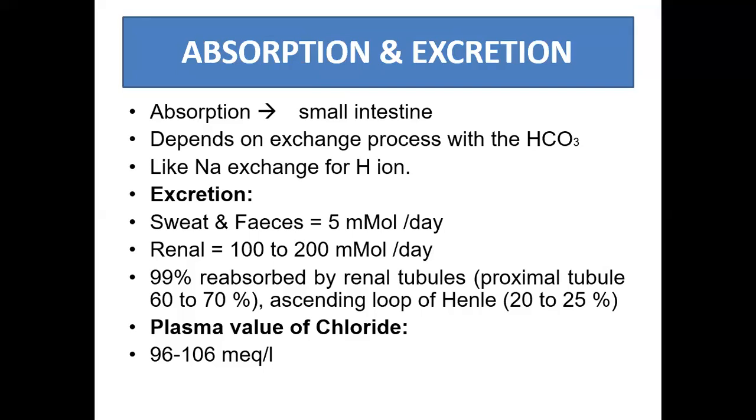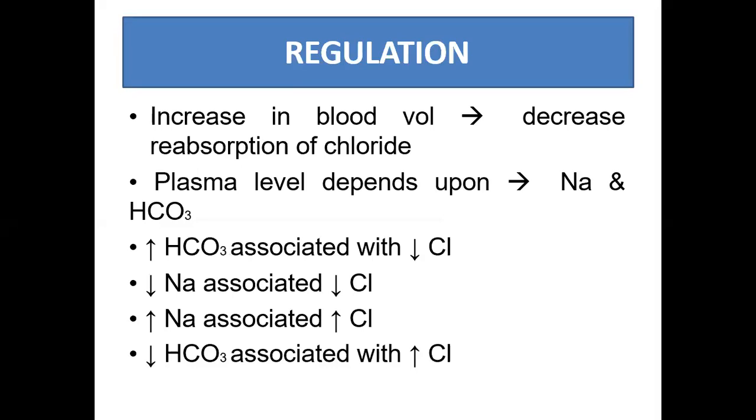Chloride is primarily absorbed from the small intestine, and so its absorption depends on the exchange process with the bicarbonate. Now, as far as excretion is concerned, in sweat and feces we lose about 5 millimoles of chloride per day, and from the kidney about 100 to 200 millimoles per day, and 99% of it is reabsorbed by the proximal tubules. And plasma value of chloride is 96 to 106 milliequivalent per liter.